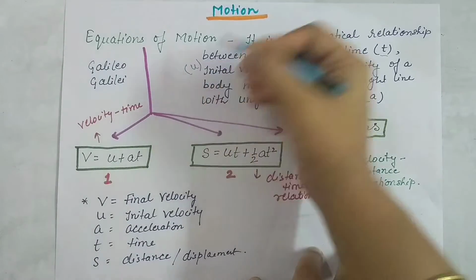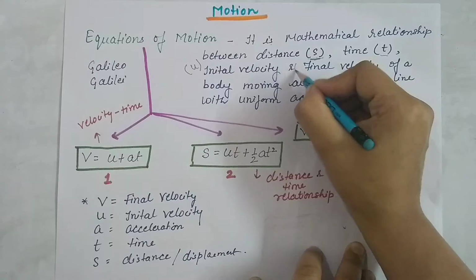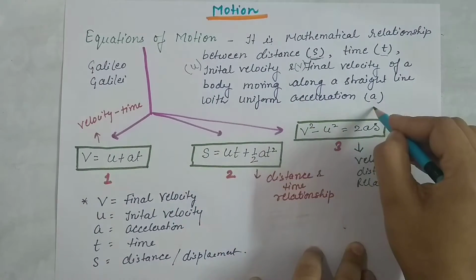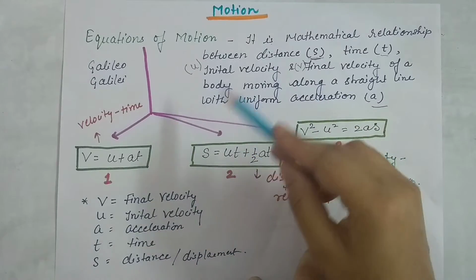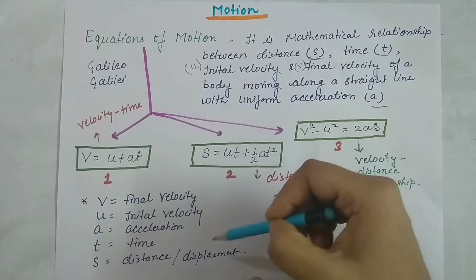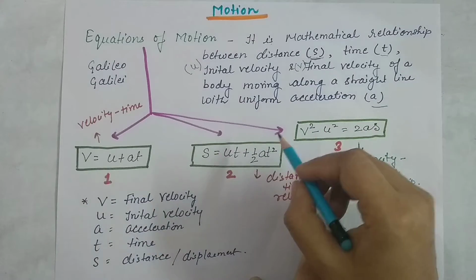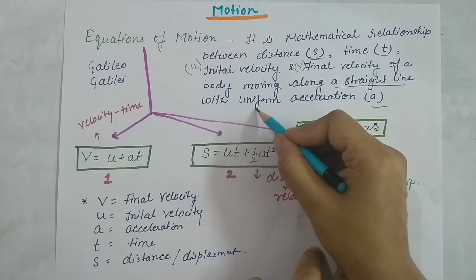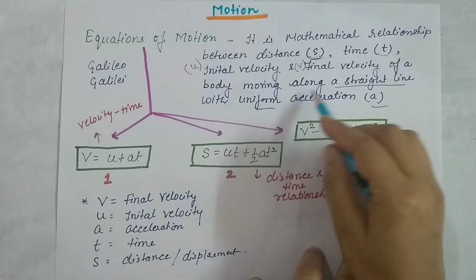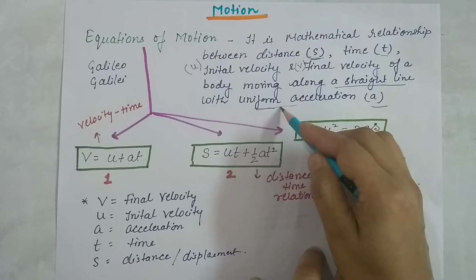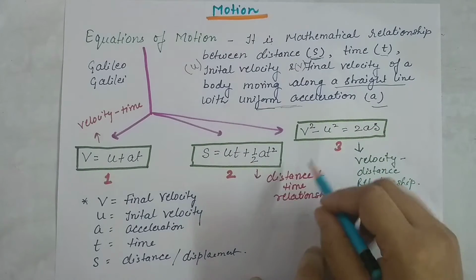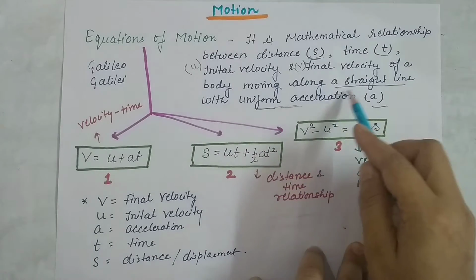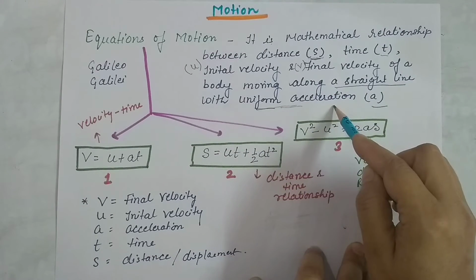Initial velocity is always represented as u, final velocity is represented as v, and the body is moving along a straight line with uniform acceleration. These equations are applicable only to motions along a straight line with uniform acceleration. So these three equations are applicable only to a body moving along a straight line with uniform acceleration.